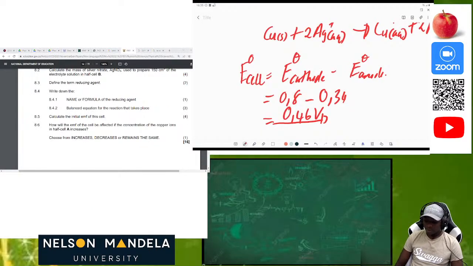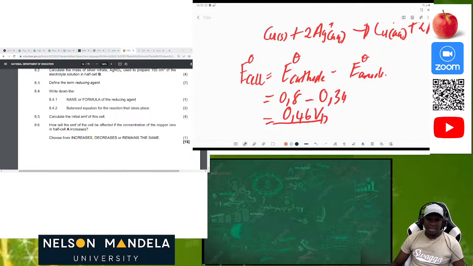So sorry, we were using this formula. E naught cell is equal to E naught cathode minus E naught anode. Then after that, we figured that the one which was going through reduction is the cathode, which in this case we say that it's silver, and it has the E cell or the EMF, which is 0.8. Then we subtract for the one for copper, which is 0.34. Then we get our 0.46.